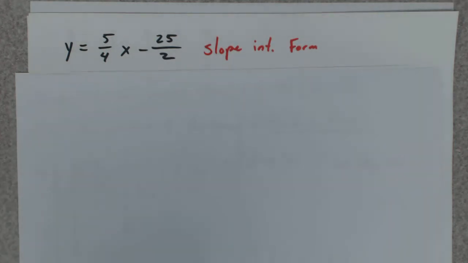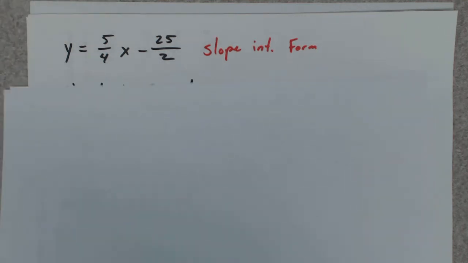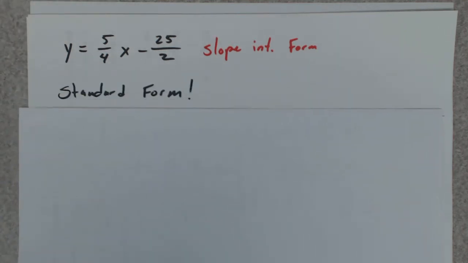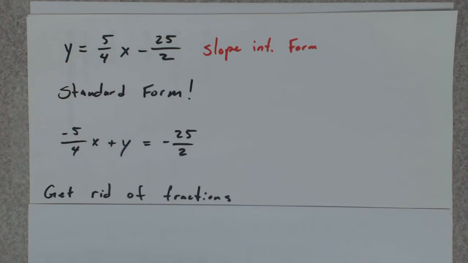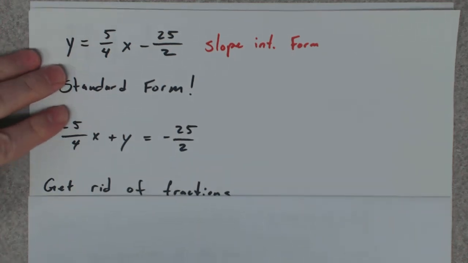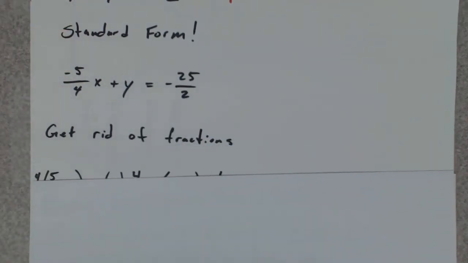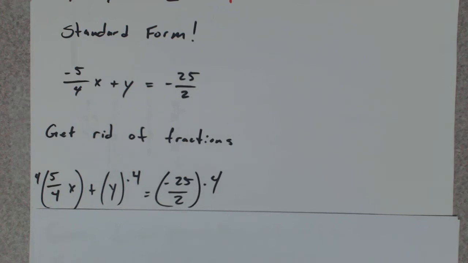We want this in standard form. So to put it in standard form, remember, we're going to move our x and y to the same side. So I just subtracted 5/4 x from both sides. I just moved it. Then, remember, you don't want any fractions here in standard form. So I multiplied everything by 4. Right? If I multiply everything by 4, it should actually get rid of all the fractions.